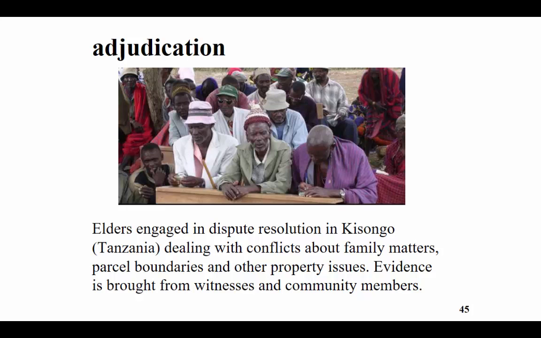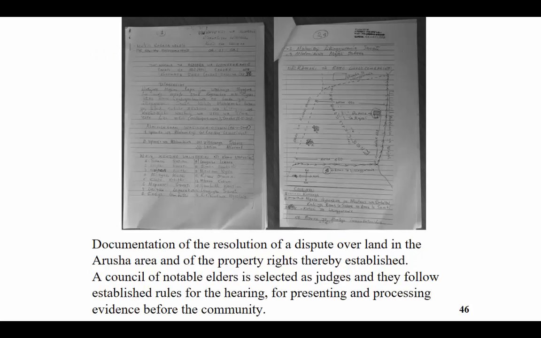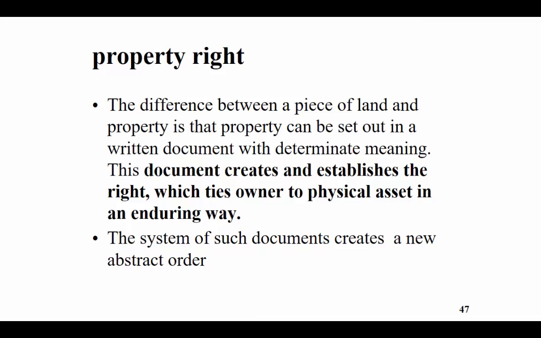And these are the elders who are trying to resolve a dispute about parcel boundaries. They take evidence from witnesses and so forth to decide who owns which piece of land. And then they create a document like this, which includes a rudimentary title deed with a map showing where the boundaries between the different lands lie. And this document is created by the council of elders in the relevant village. The difference between a piece of land and property is that property can be set out in a written document with determinate meaning. That's a quote from De Soto.